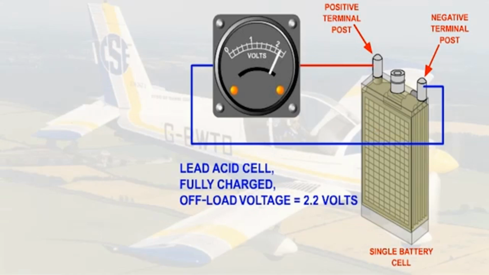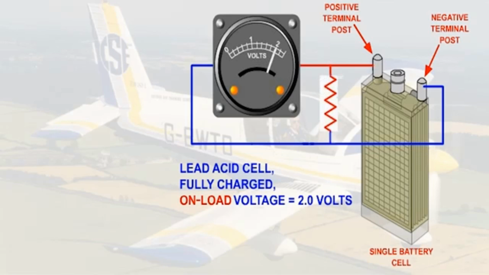The voltage of a lead-acid battery cell when it's off-load, or not passing current, is 2.2 volts. Apply a load to the terminals of the cell and the output voltage will fall to just 2 volts.